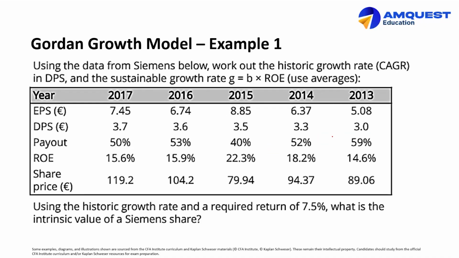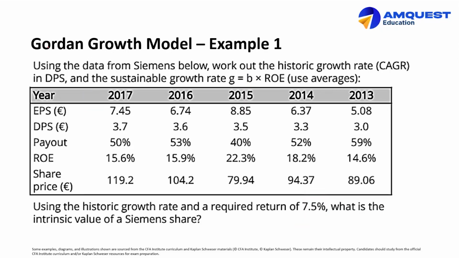So let's see an example. Using the data from Siemens below, work out the historical growth rate CAGR and DPS and find the sustainable growth rate, G is equal to B multiplied by ROE, where B is your retention rate. So data is given for 2013, 14, 15, 16, 17. These are the closing values or year-end values. Using the historical growth rate and the required rate of return, okay, KE is given to us. It is going to be 7.5%. We have to find the intrinsic value of a Siemens share.